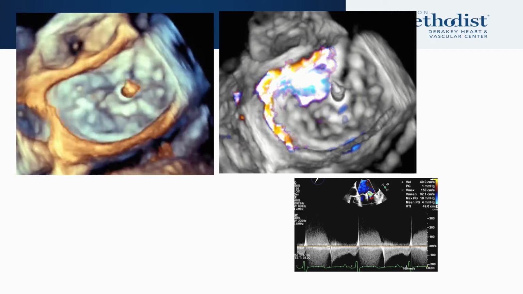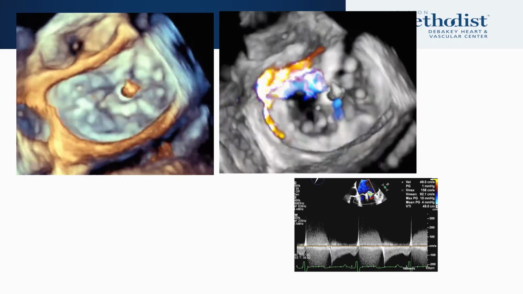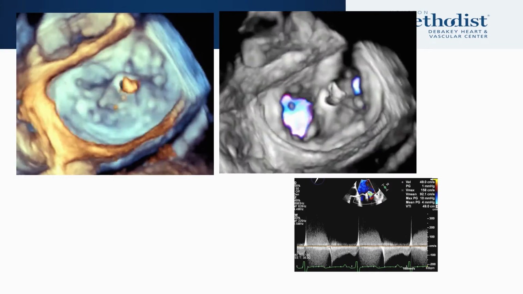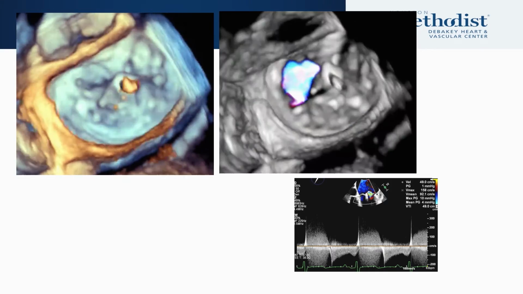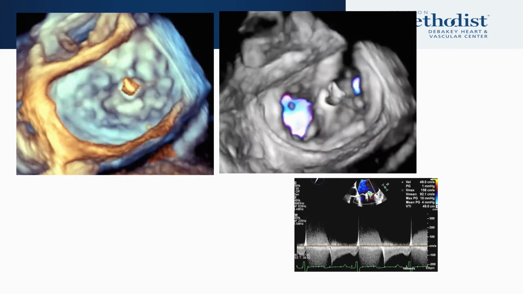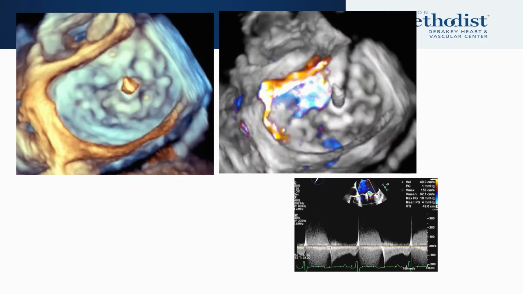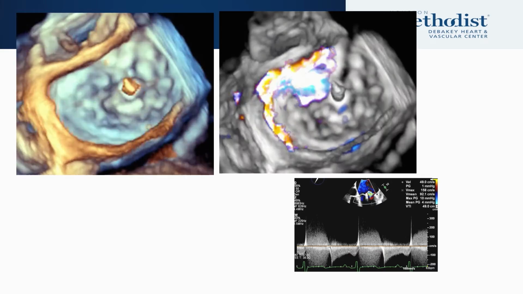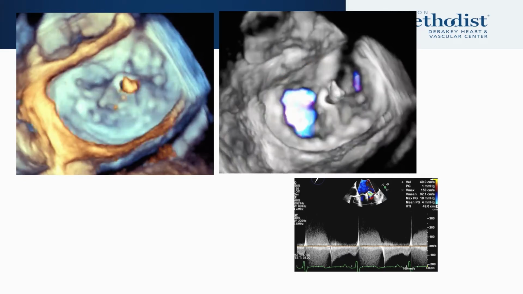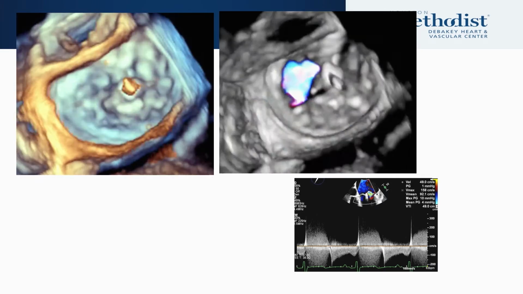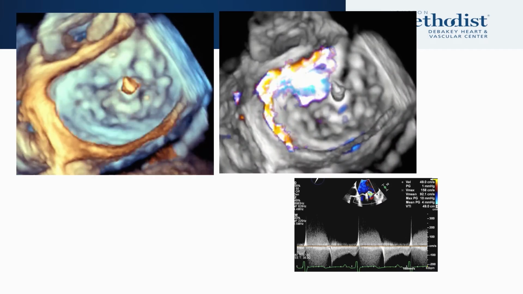So here is the 3D with and without color image. We got a nice tissue bridge in the A2P2 scallops, and the mitral regurgitation in the medial aspect of the valve is gone, and there is a residual jet lateral to the clip, as you can see on the top right image, which is again eccentric, not surprisingly, because of the posterior flail, and it sort of hugs the anterior wall of the left atrium.